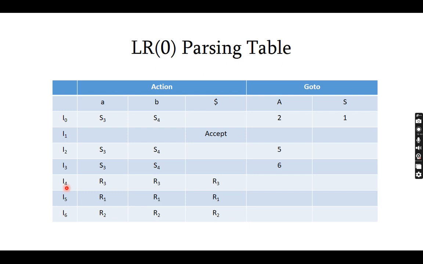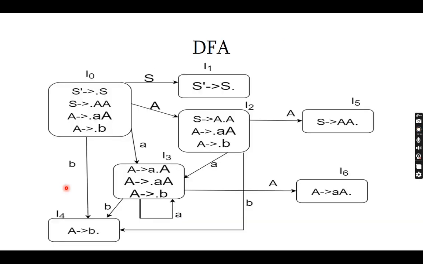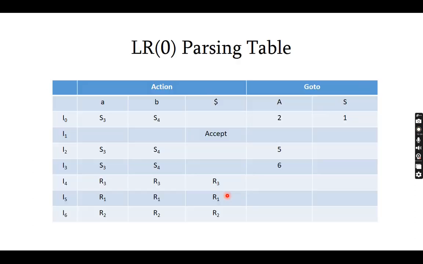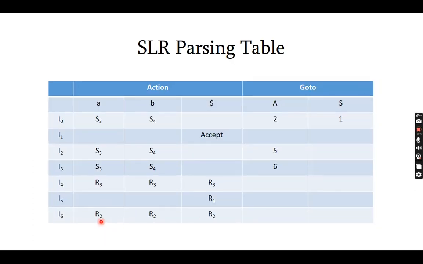For example, let us consider I4, A derives B. What is the production number? 3. So R3 you have to write in the follow of the LHS of this production. What is the LHS? A. What is the follow of A? a, b, dollar. So you have to write R3 in the a, b and dollar columns. You can see that. This is SLR parsing. So I am writing R3 in the a column, b column and dollar column.